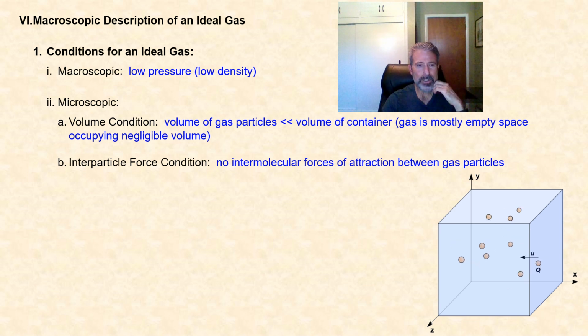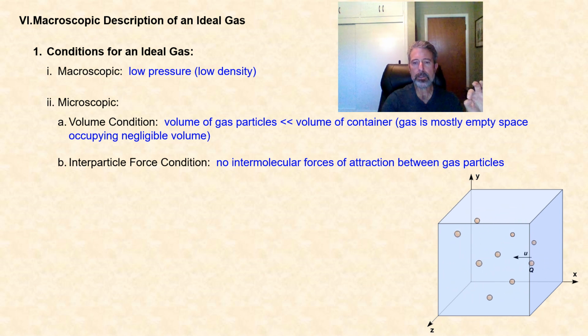Now, when it comes to the interparticle force condition, we assume that for an ideal gas, there are no attractive forces between the gas particles. Now, with particles of matter, there will always be some degree of attraction between two particles, even if it's just a gravitational attraction, which is very, very small.